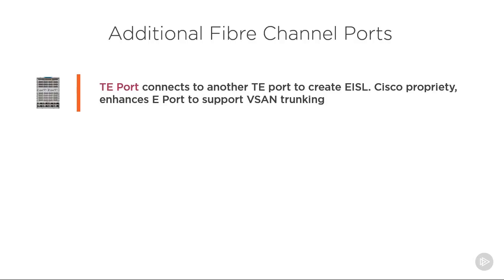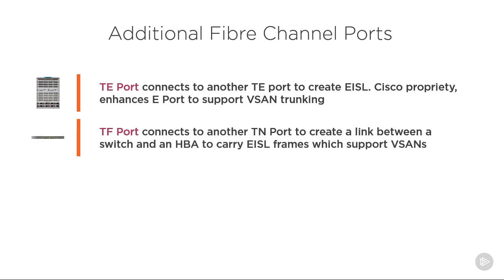Trunking two Cisco switches together creates an EISL, an Enhanced Interswitch Link. Recall from Ethernet, an interswitch link is a VLAN trunking protocol. An ISL is simply a link between two Fibre Channel switches. If you're going to send multiple vSANs, if you have a trunk, then that is an EISL.